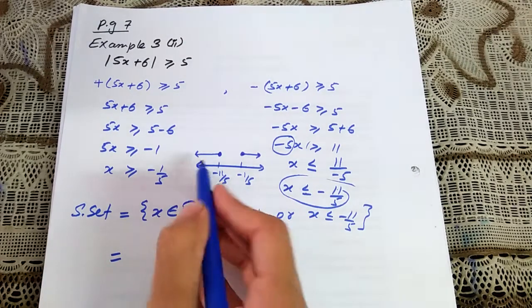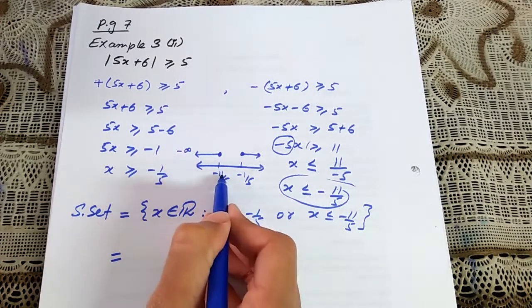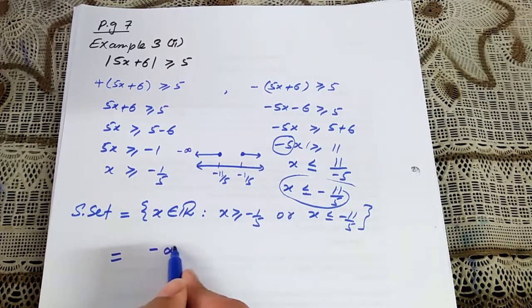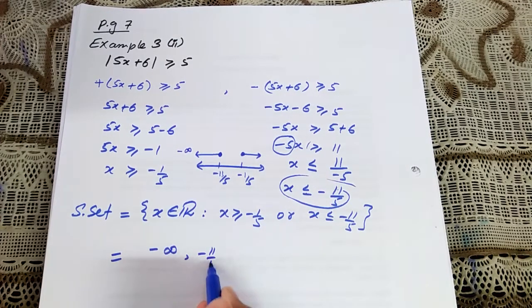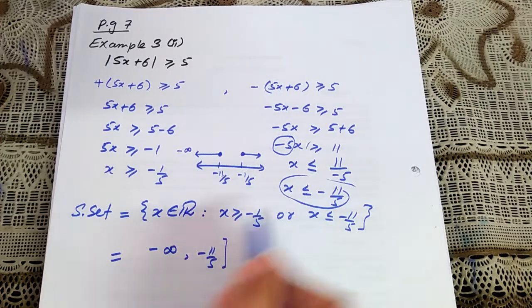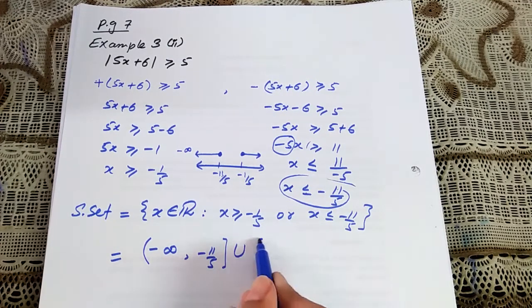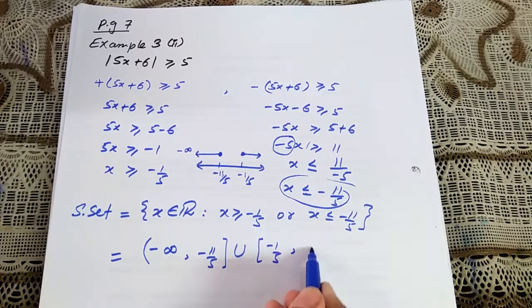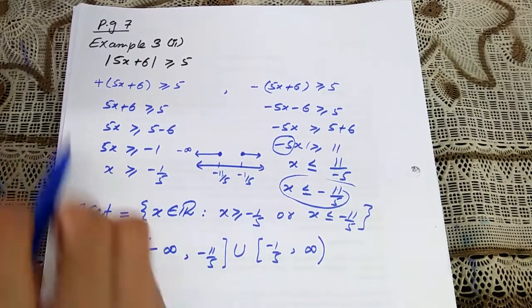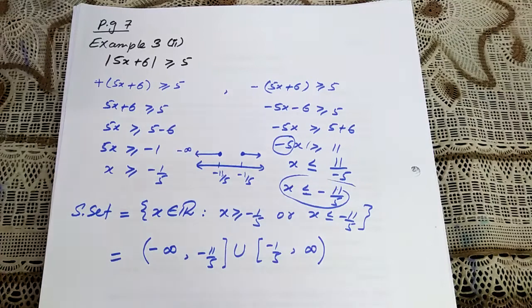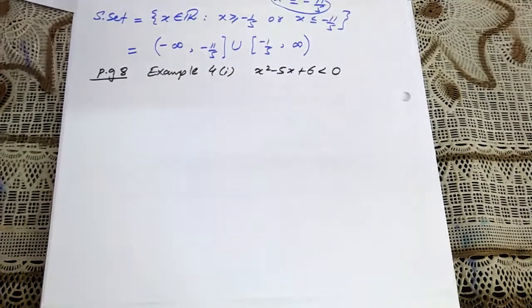So we can write it like from negative infinity to this point, it will be written as negative infinity to minus 11 over 5 with a closed interval here, because this is equality as well. And with infinity, you know that we always draw the open interval. Union minus 1 over 5 to positive infinity. So this is the answer for this example that is given on page number 7.